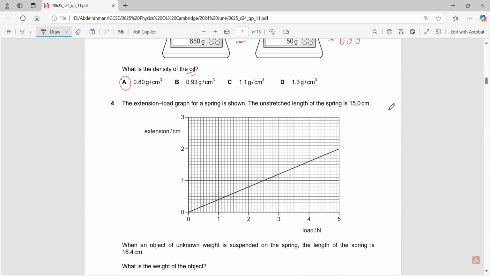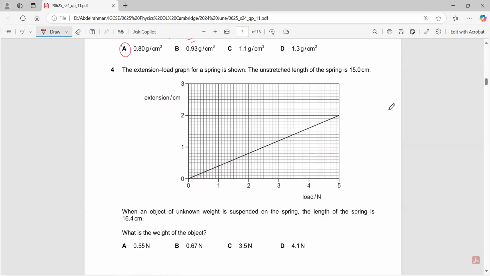The extension load graph for the spring is shown. The unstretched length of the spring is 15 centimeters. When an object of unknown weight is suspended, the length becomes 16.4. What is the weight of the object? So first of all, we need to find the extension. To find the extension, 16.4 minus 15 would be 1.4. From the y-axis, which is the extension axis, we need to go to 1.4, which is right about here, and then draw a horizontal line. If you draw a horizontal line, it would reach this point exactly, and then draw another vertical line. So this is 3.5 newtons.